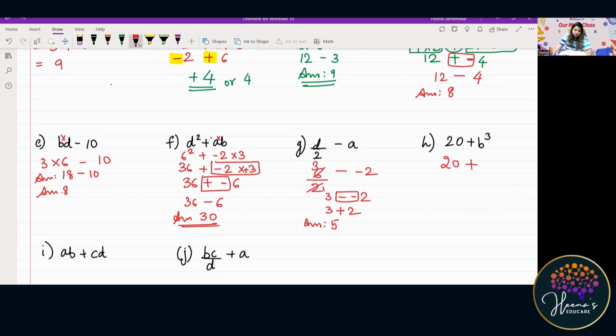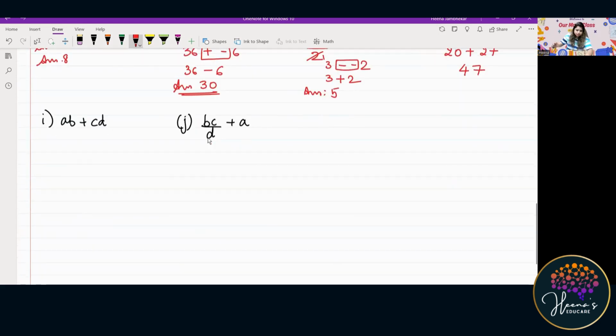20 plus B cube. Now what is B cube? B cube is 3 cube. So 20 plus 27, that gives you a 47. So that's your answer. Next, you have AB plus CD. So A is minus 2 into 3 plus C is minus 4 into 6. Again, multiplication first. So I will solve this.